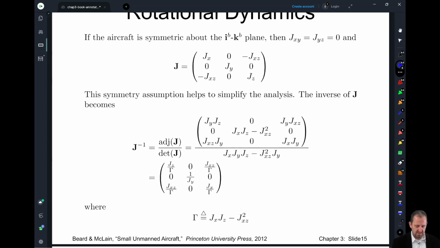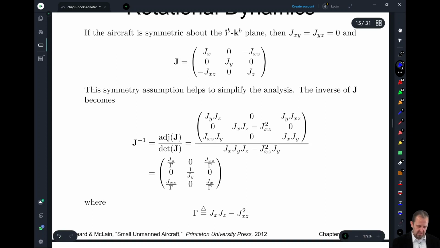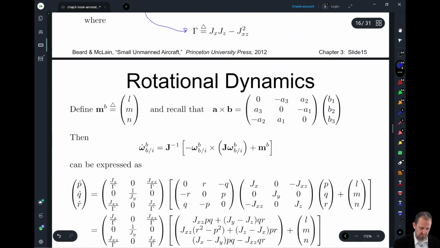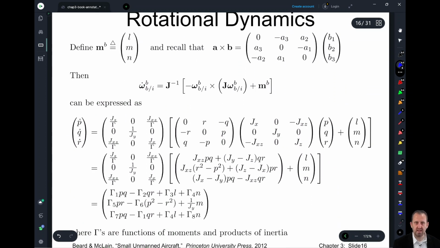Again, the inverse of a matrix is just the adjoint over the determinant. Not super important for you right now, but that's what we're expressing. We have the adjoint on top over the determinant of that matrix, and this allows us to write our matrix here, where gamma is just a constant, defined as that constant variable. So we can express J inverse fairly nicely just by taking into account that symmetry. All right, so we're going to define.